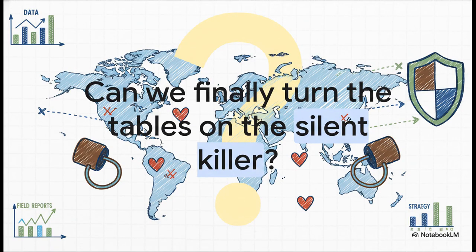And this brings our whole investigation full circle. We started with this silent, invisible enemy. But by piecing together all these clues from all over the world, a clear picture of our adversary emerges. The evidence shows us its weaknesses. So the question is no longer, what's the problem? The real question now is, can we finally act on this intelligence to turn the tables and bring the silent killer under control?